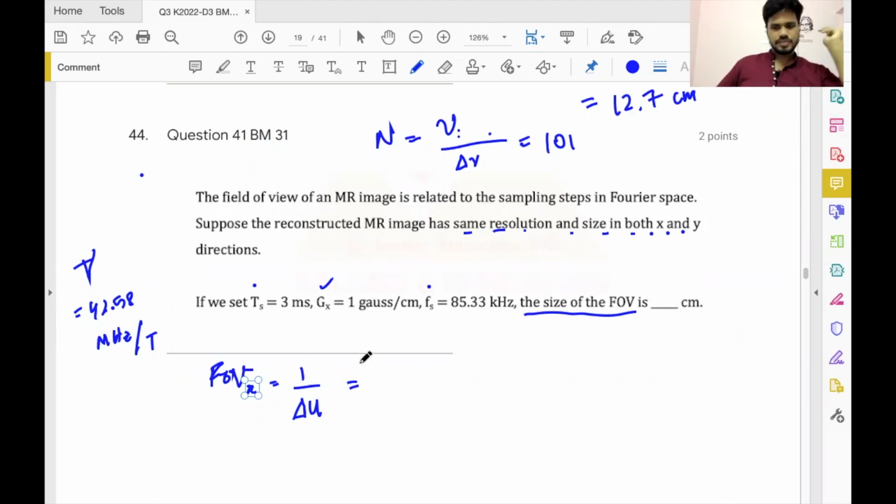So this is 1 over gamma hash into Gx into the sampling period, right? How fast we sample things. And this should be 1 over Fs. So this is the period. From frequency to period, there should be 1 over that. So we have 1 over gamma hash into Gx times Fs.